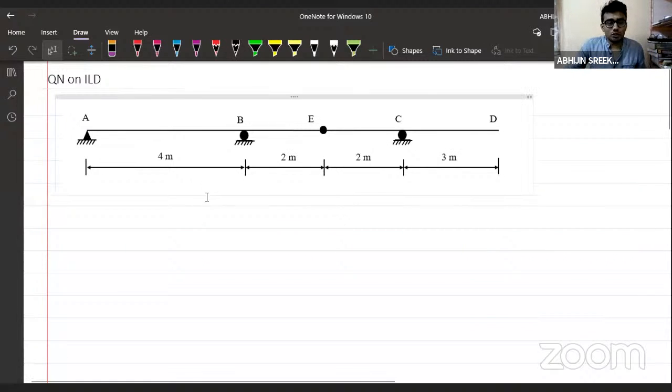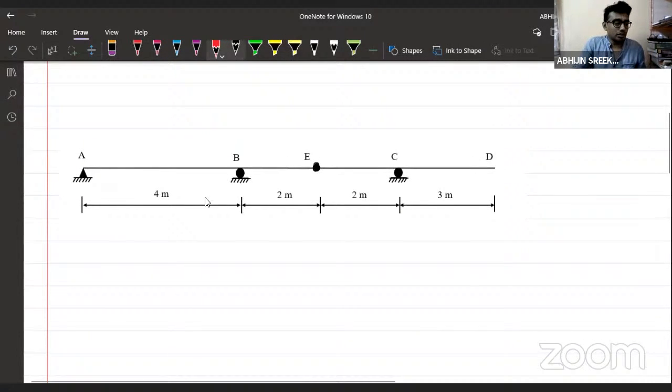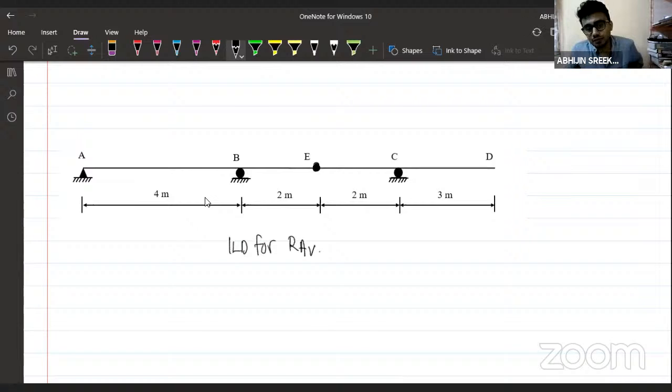First of all, I want you to draw the ILD for the vertical reaction at A. Can you draw it, please? ILD for vertical reaction at A. Before doing that, tell me which principle you are going to use to draw the influence line diagrams. Very, very important question here. Super important topic from structural analysis. Which principle will we be using to draw the influence line diagrams?